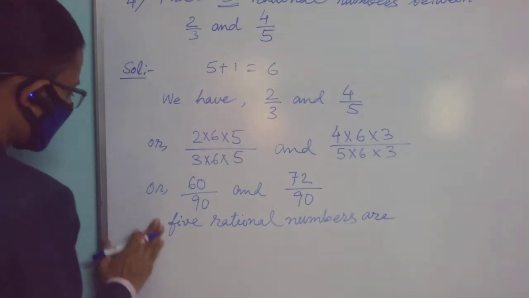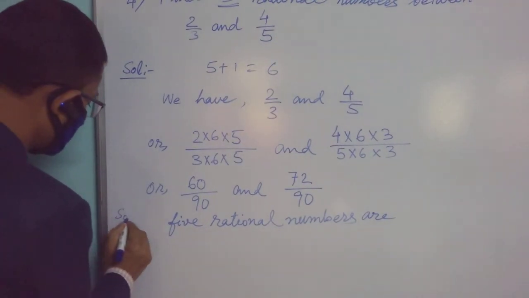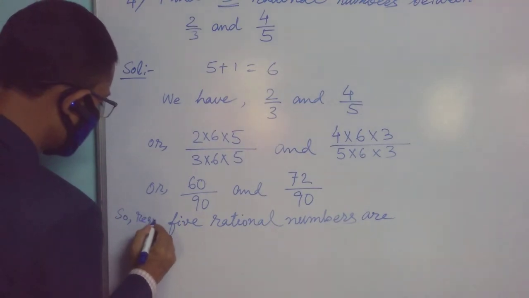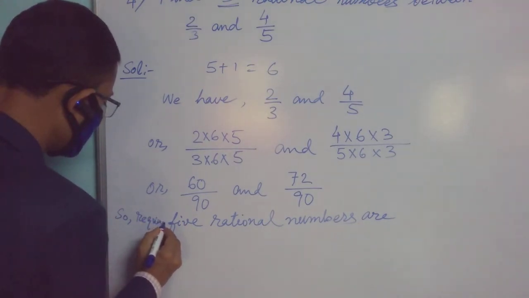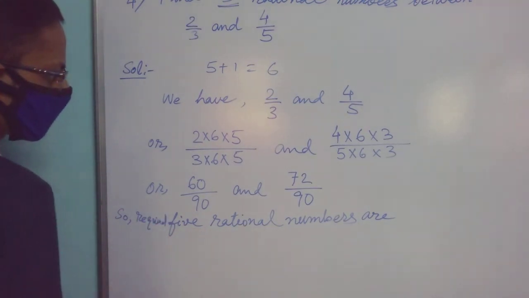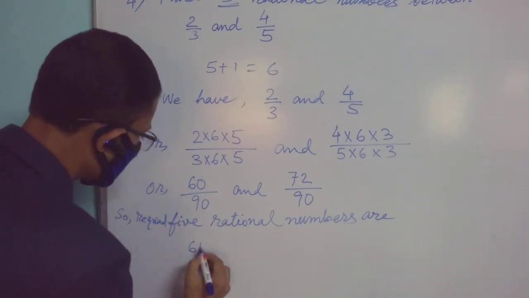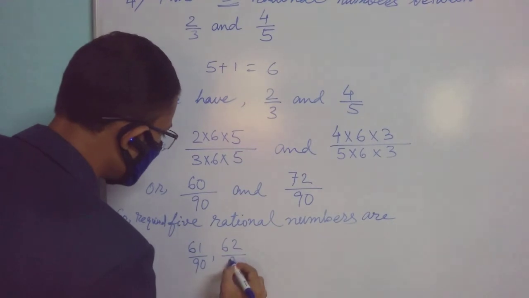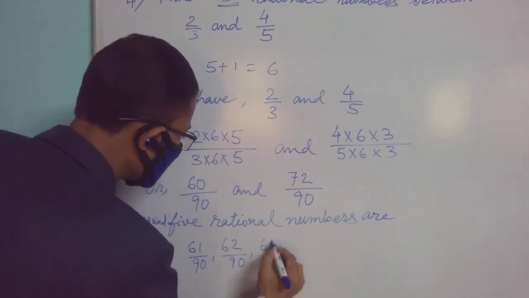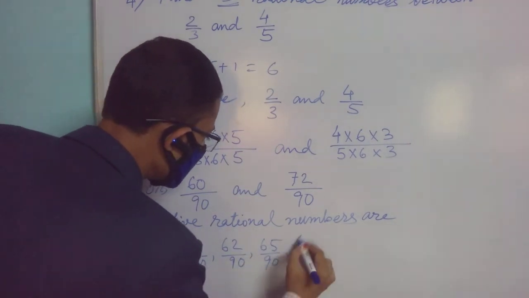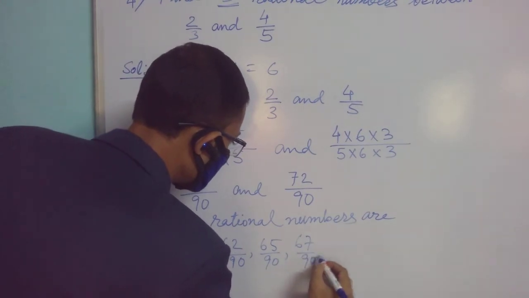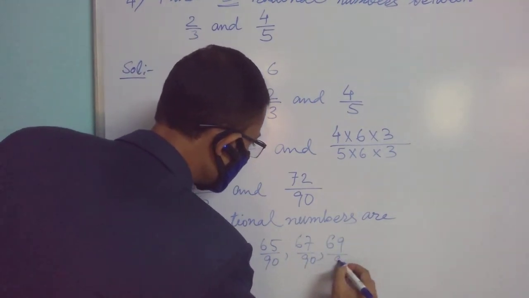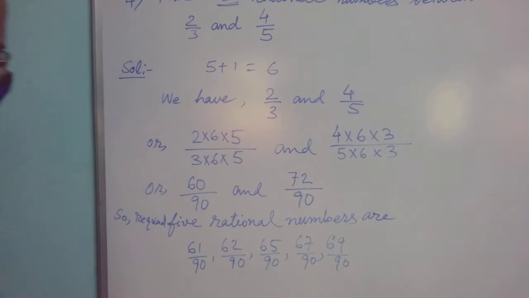Here you can add one more word. So, required 5 rational numbers are 61/90, 62/90, 65/90, 67/90, 69/90. That's it.